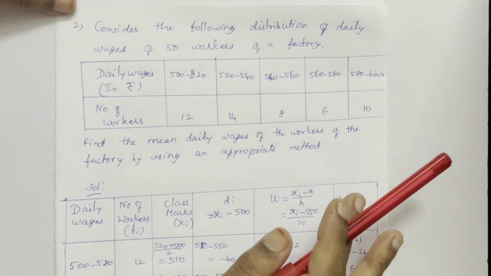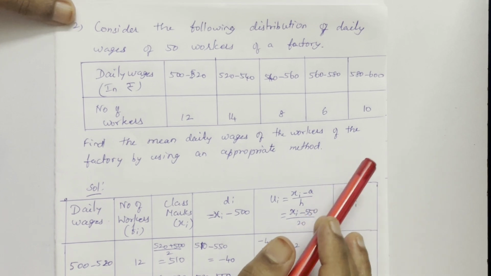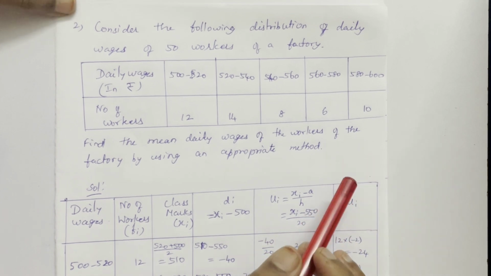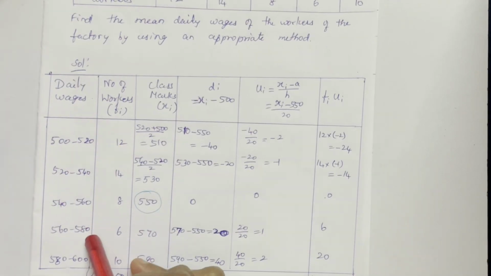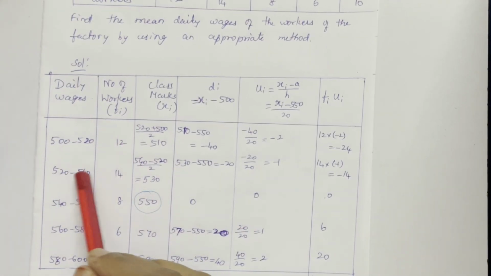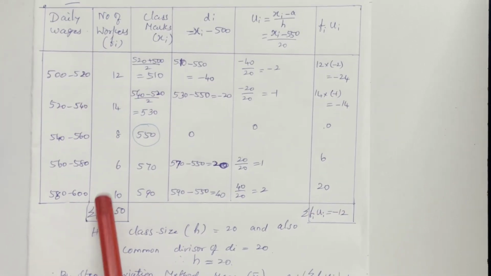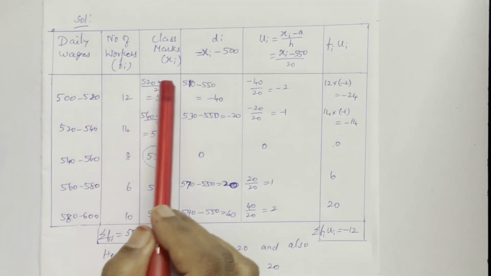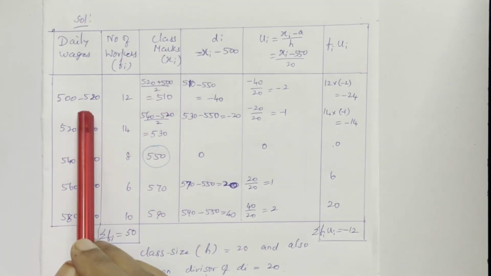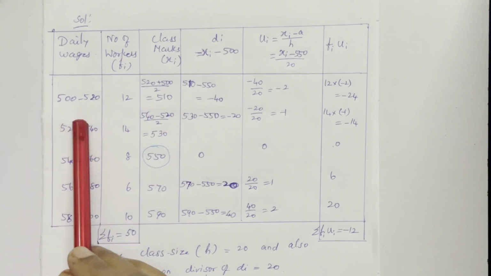And we have to finalize the method we are choosing. This depends on xi or di. Now let us find. This is daily wages and number of workers. These two are given. Number of workers is fi. We need the sum of fi, so we found sigma fi. Now we will calculate xi from the interval. Xi is the class mark. Class mark equals upper limit plus lower limit by 2.